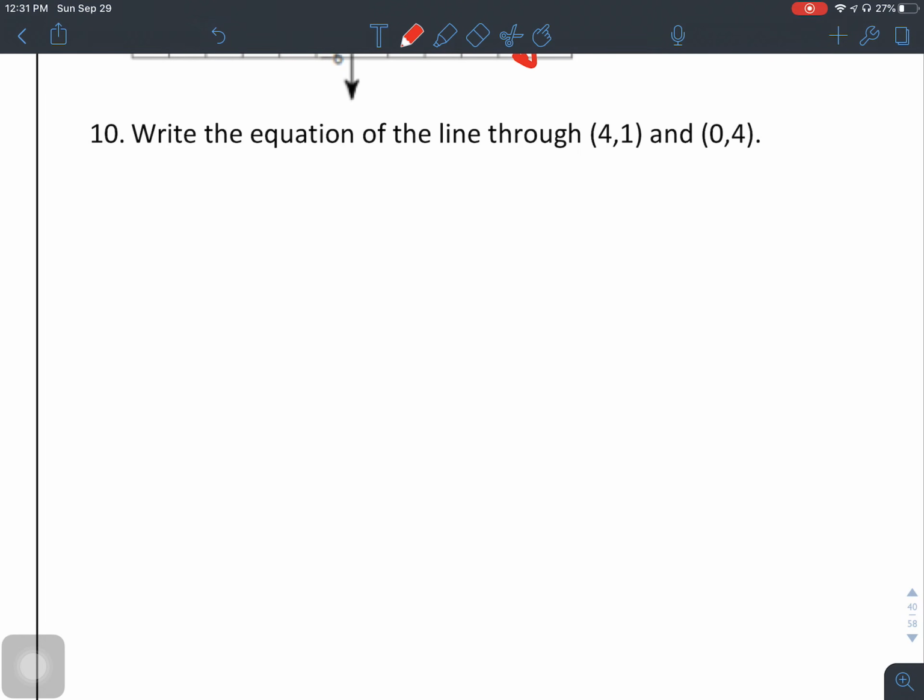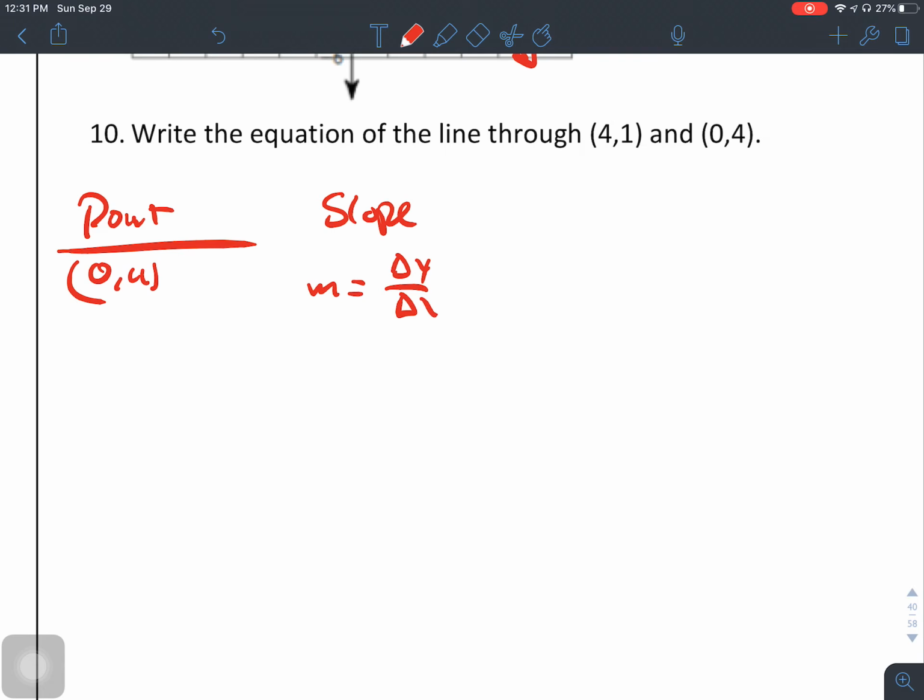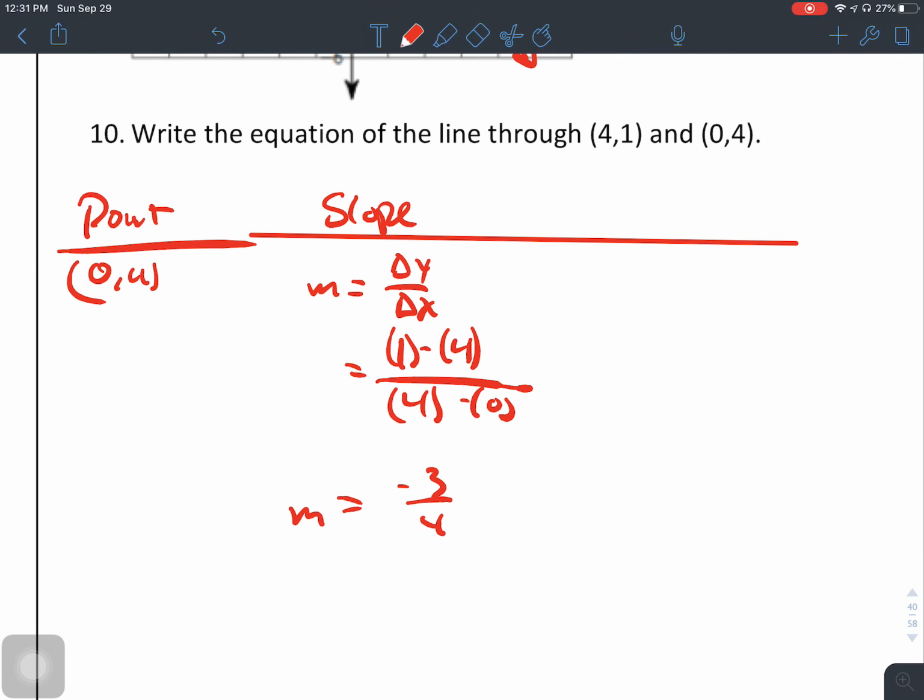I would once again use point slope form. We need a point, such as 0, 4. We need a slope. Slope is the difference of y's over the difference of x's. Our y's are 1 and 4. Our x's are 4 and 0. We get a slope of negative 3/4. And then we can write the equation in point slope form.